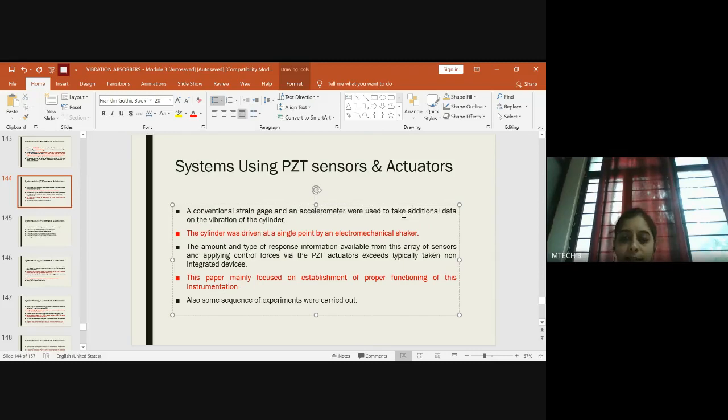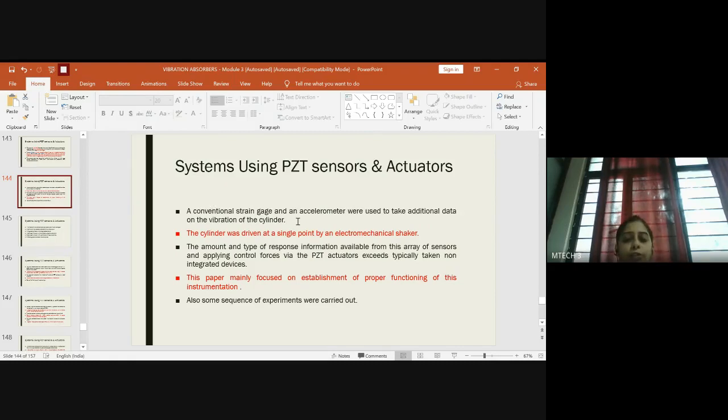Additional data in the sense that when you subject a load to the aluminium cylinder, only then will the strain be induced. Based on the strain, the stress will be developed, and the body can deform and come back to its original position, depending on the type of device it is. If it is not able to regain its original position, then it gets totally deformed, right? And also the cylinder could vibrate. So in order to evaluate the vibration modes of the cylinder, this conventional strain gauge and accelerometer were used to take care of this additional data.